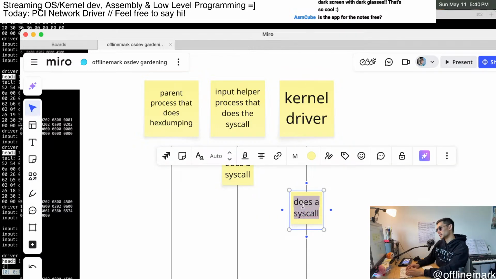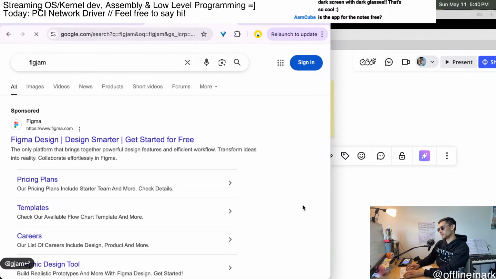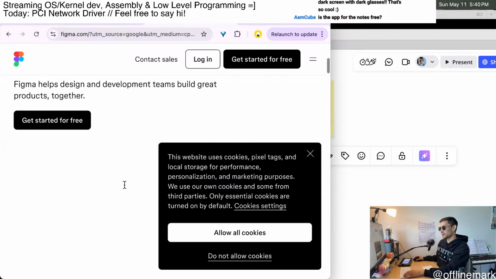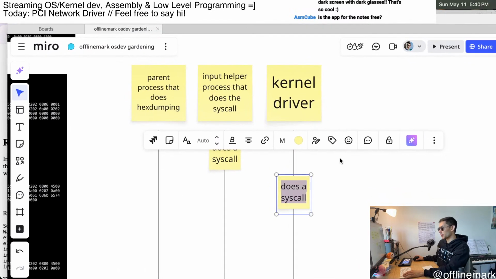AsmCube, unfortunately, not really. I think Miro allows you to have one free board, but there is a program called FigJam, which is free and basically the same thing, I think. I haven't used it. I like Miro a lot.